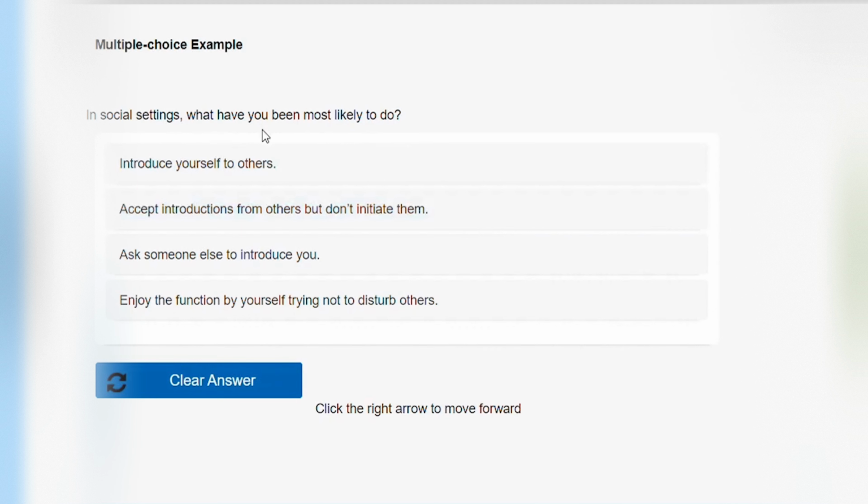So for instance, accept introductions from others but don't initiate them. This is a clear no, because this is like bad social etiquette, right? So this is a clear no. And enjoy the function by yourself, trying not to disturb others, is not a good option either, because when you're going in a social setting, it's always good to either introduce yourself or at least get to know others versus just being aloof and being in the corner. So it's either number 1 or number 3. Number 3 is still kind of asking someone else to do the favor for you. So I would go for option 1, which puts the onus on you, puts the responsibility on you, and you own the situation, and hence you lead the action.